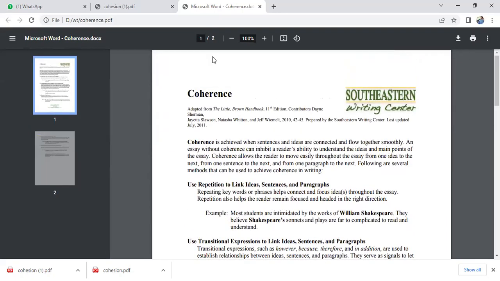Now coming towards the next slide, which is about cohesion. So today we will also discuss cohesion.